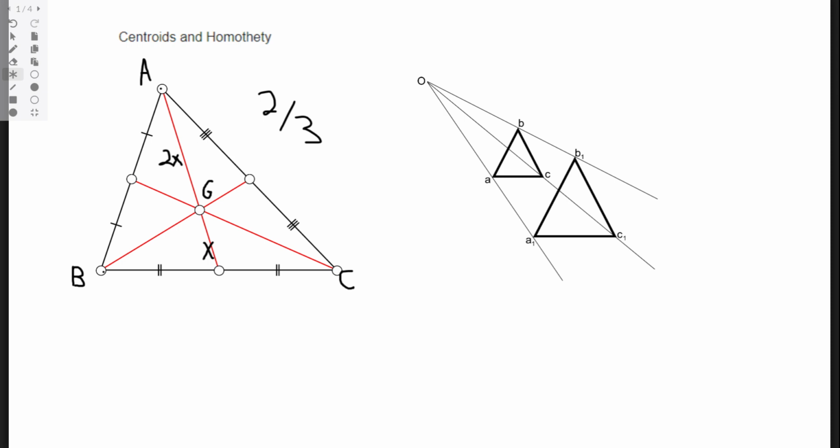First, we know that since it's a dilation, we are preserving similarity. So triangle ABC is similar to A1, B1, C1. Furthermore, we also know that the ratio of OA to OA1 is equal to the ratio between OB to OB1, and also OC to OC1. And you might be able to see how we can connect the centroid and homothety right now, but we'll go into a few examples to see them in action.